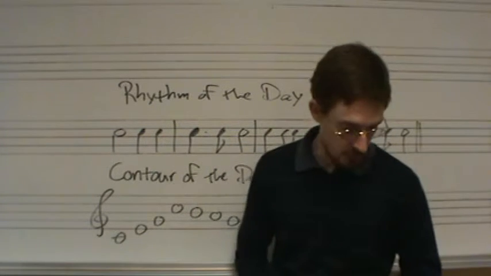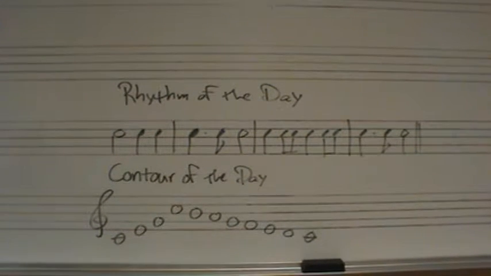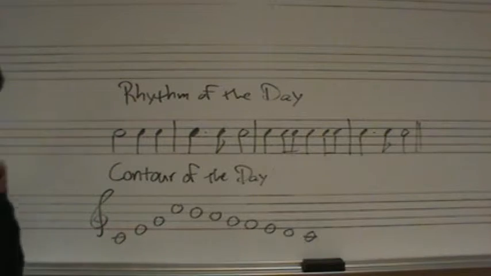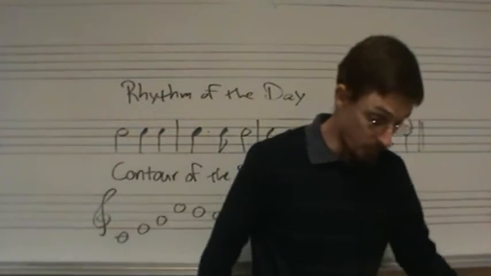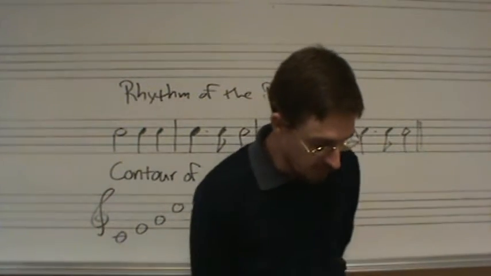Number 322 next on the list. This is the key of F major. And we start on a sol, do. It's in cut time, so let's do it in a nice slow cut.